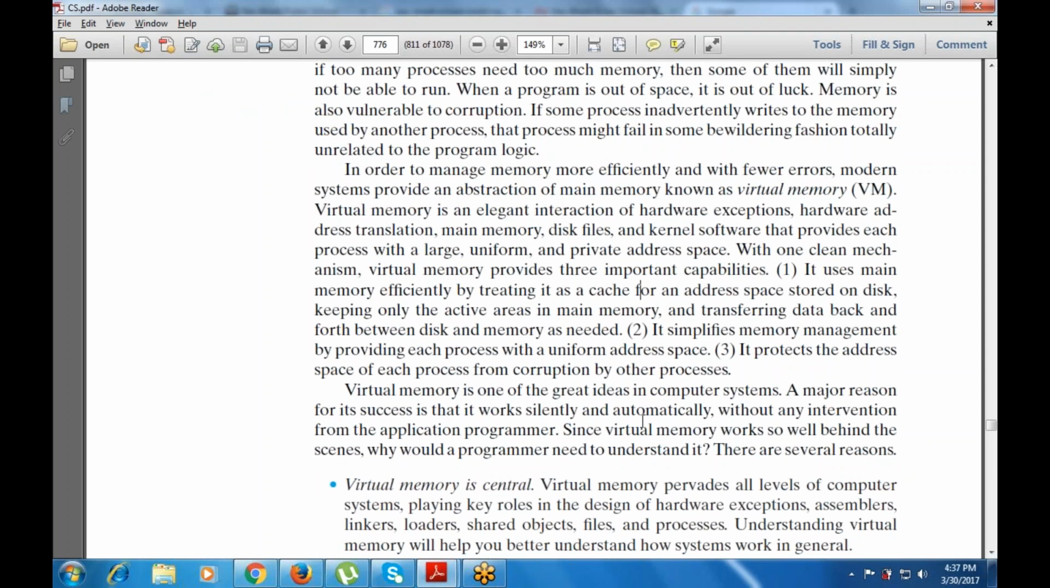Since virtual memory works behind the scenes, there are multiple reasons why we are going to study it. First, virtual memory is central. It pervades all levels of the computer system, playing key roles in the design of hardware exceptions, assemblers, linkers, loaders, shared objects, files, and processes. Understanding virtual memory will help you better understand how the system works in general.